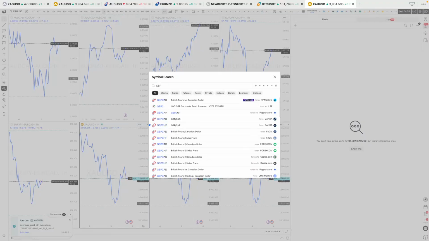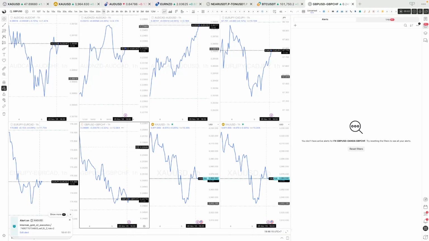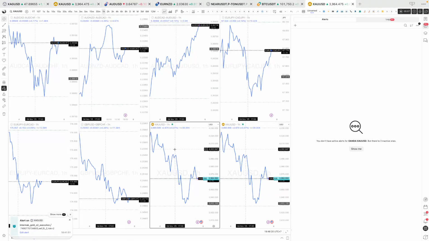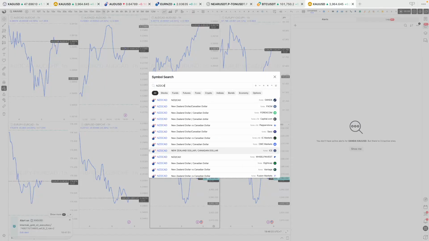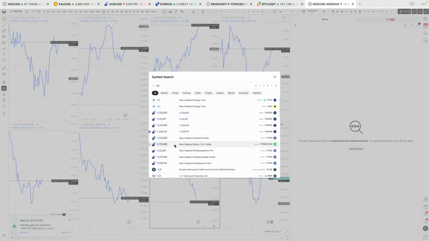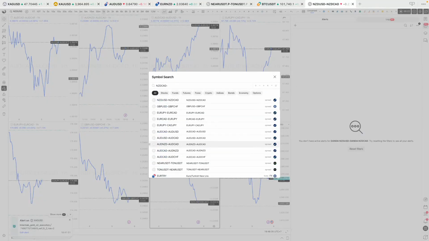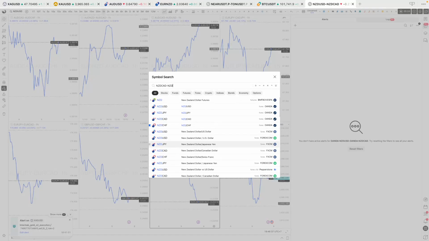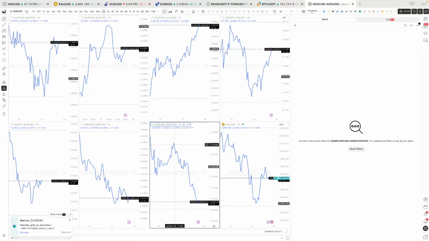GBP, CHF, or GBP, USD, USD, GBP, CHF. Actually, I think this is going to be the wrong way. Oh, turns out that it's right. All right. Strong Swiss, huh? NZD, USD, NZD CAD. This one, I'll flip this one for sure. NZD CAD minus NZD, USD. All right. And we're going to go Oanda, and we're going to go Oanda.